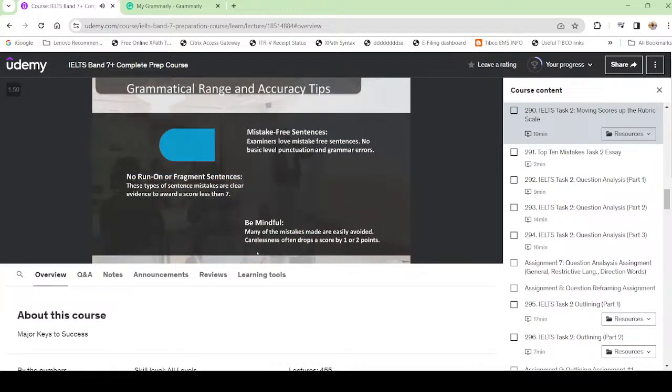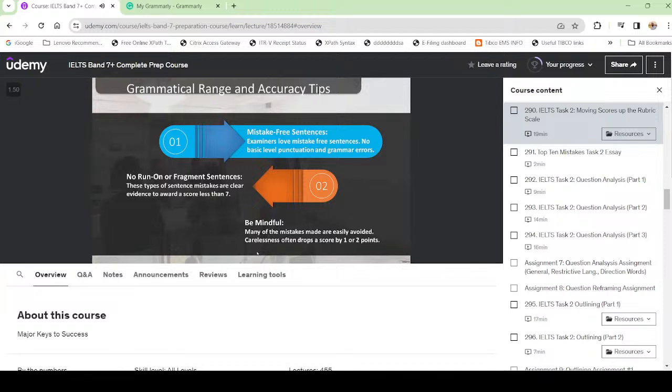You've heard me say before, you can improve your score by writing mistake-free sentences. The majority of your sentences should be mistake-free. Avoid those run-on and fragment sentences that happen many times when students start sentences with "and," or they are writing complex sentences and putting a period after the dependent clause.